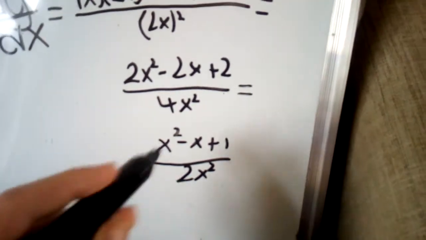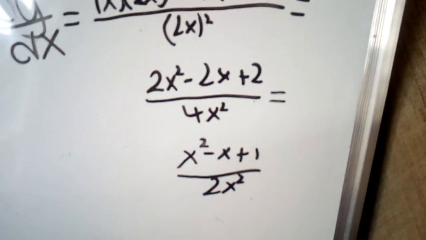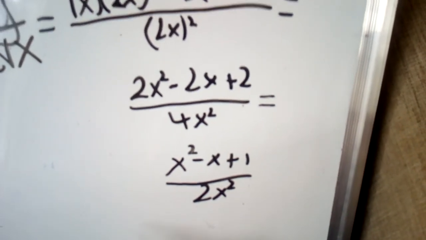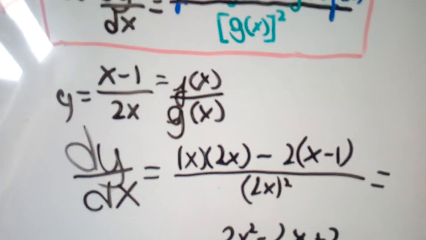So that is the formula for any input of x to find the derivative at that point of x of the equation of the line (x minus 1) over 2x.